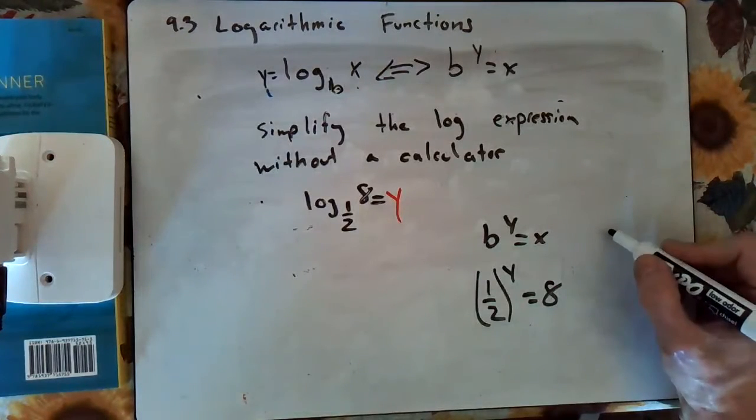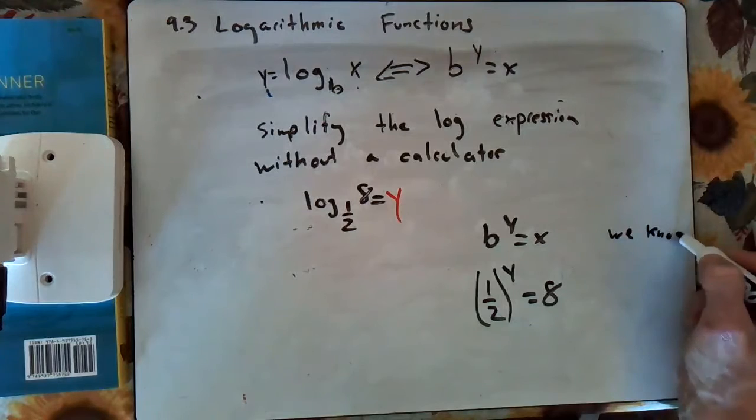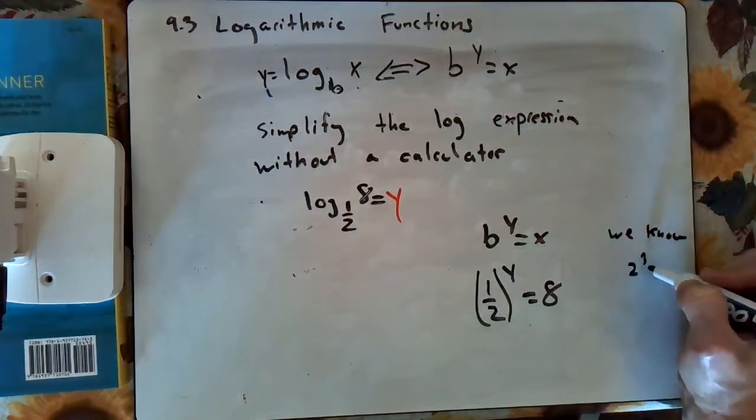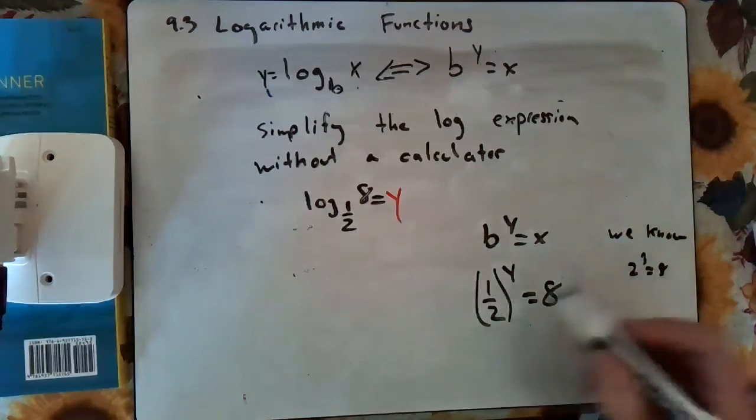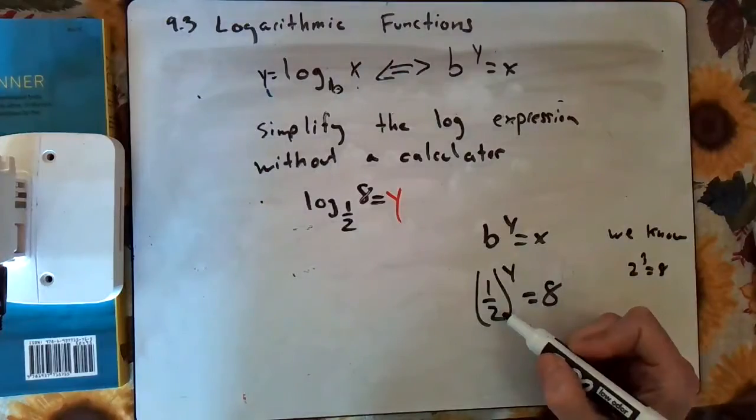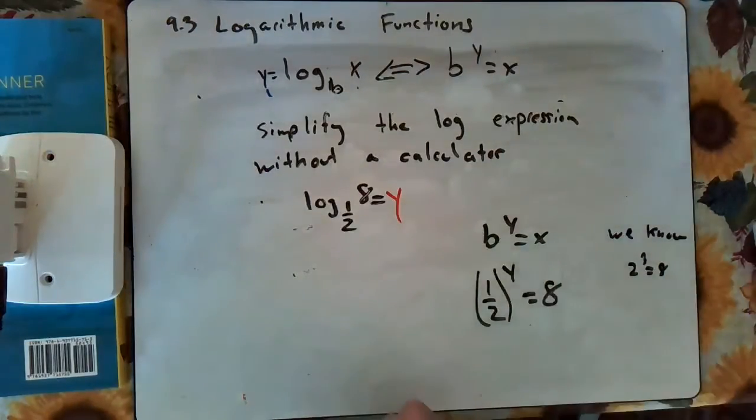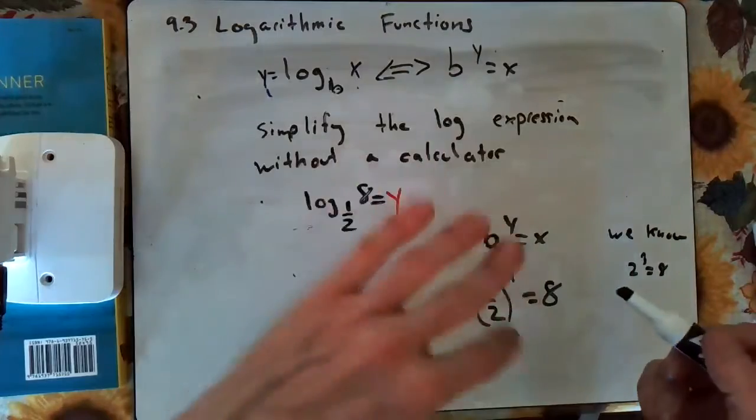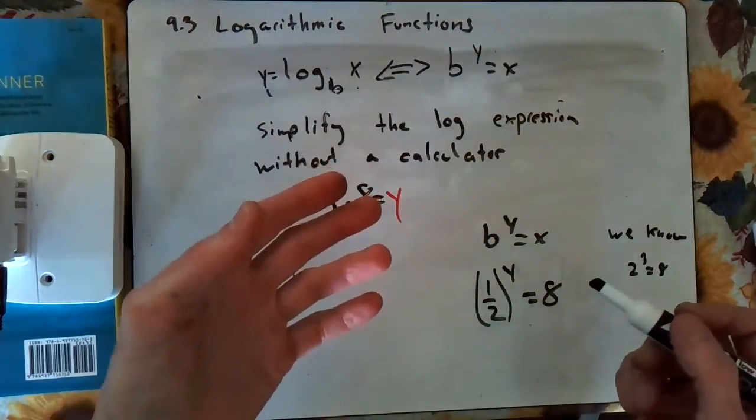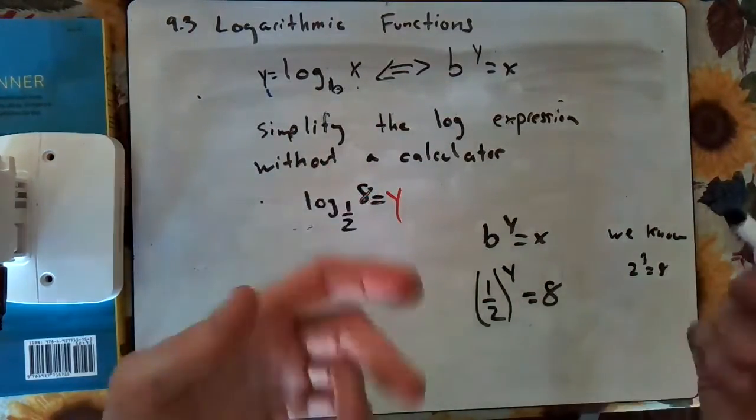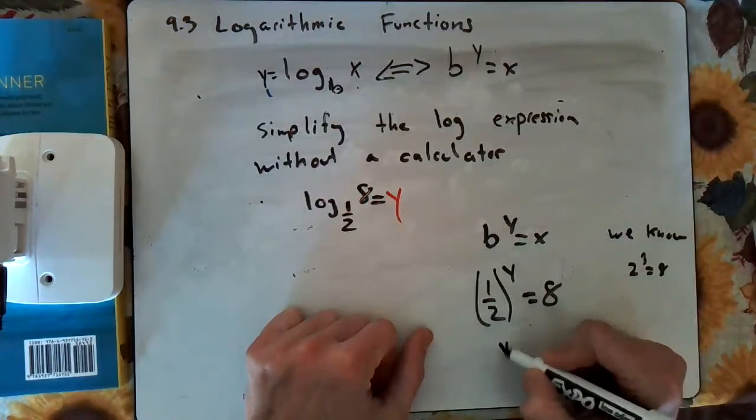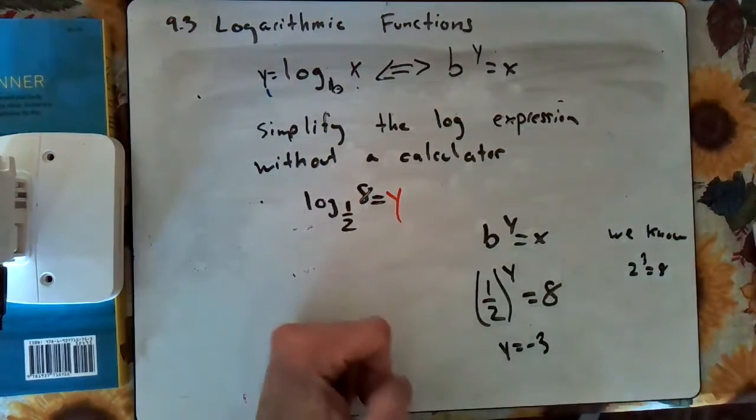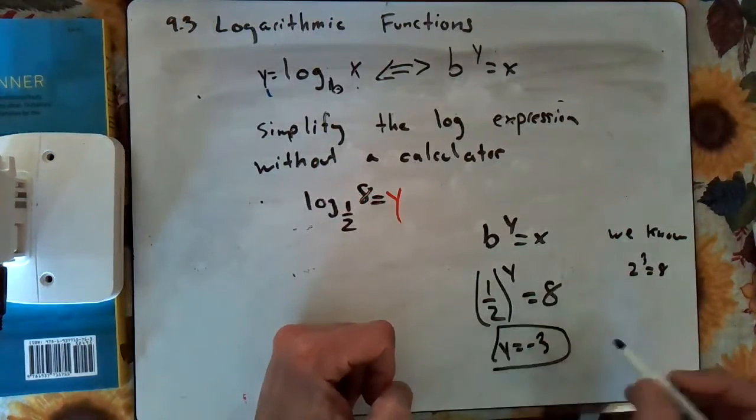Well, if we think about it, we know that 2 cubed is 8, because we just saw that. If we could only somehow make this 1/2 into a 2 via an exponent, how can we do that? Remember what flips numbers exponentially? It's when the exponent's negative. So if I have y equals -3, would that work here? How do we check that?